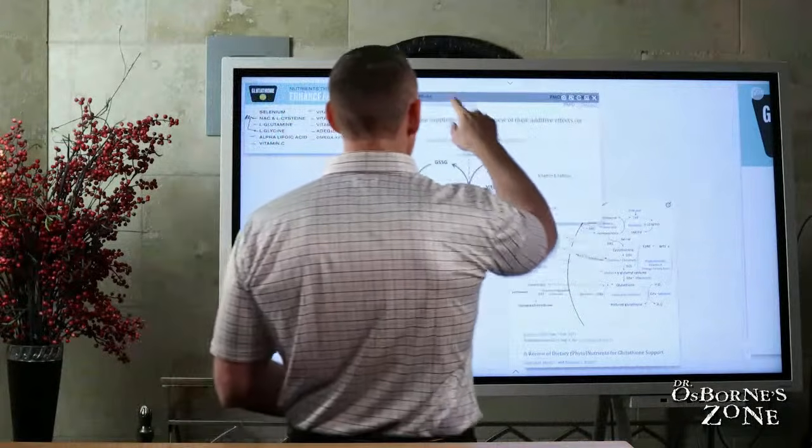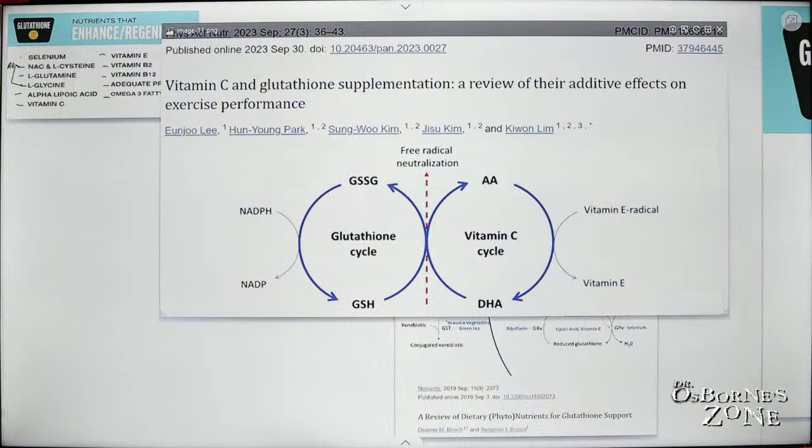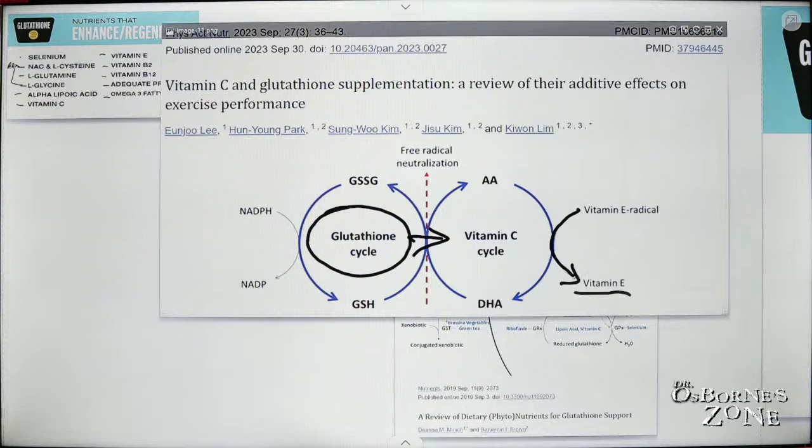And so here, I showed you a similar example earlier with the glutathione cycle. Well, part of the glutathione cycle is that it helps the vitamin C cycle, and vitamin C can be regenerated as a result of the action of glutathione, and as can vitamin E, right? We regenerate vitamin E. So you've got the vitamin E free radical, which is an oxidized form of vitamin E, being replenished as a result of vitamin C, and you've got an oxidized version of vitamin C being replenished into ascorbic acid as a result of the action of glutathione.